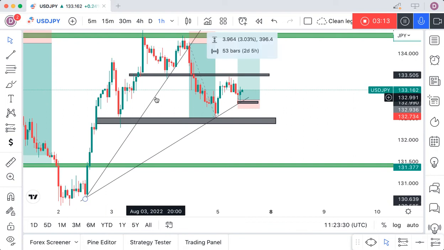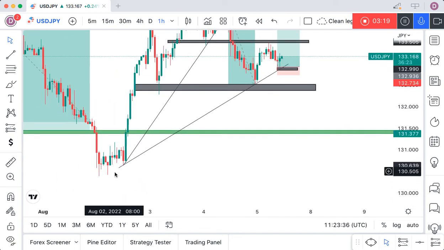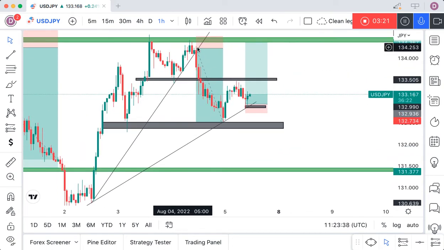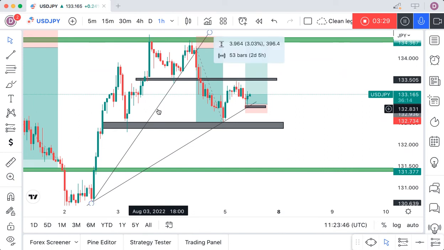Then I had to go back down to the 15 minutes to look for extra confluence. Okay. So now this is what I saw. Double top on 1 hour time frame. There is a trend line all the way from the 4 hour time frame. Okay, so this is a trend line on the 4 hour time frame.